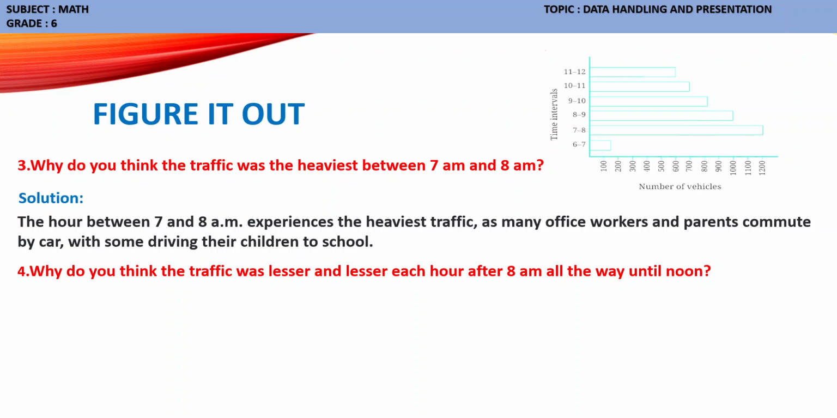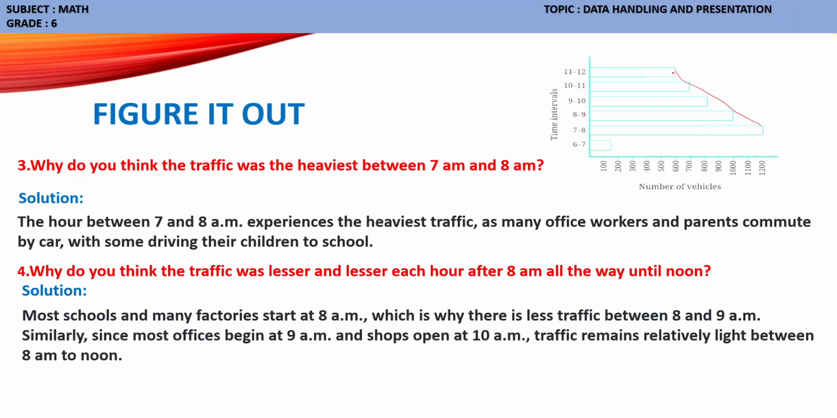Why do you think the traffic was lesser and lesser each hour after 8 a.m. all the way until noon? If we observe the bar graph, the traffic is reducing here. So, my observation, most schools and many factories start at 8 a.m., which is why there is less traffic between 8 a.m. and 9 a.m. Similarly, since most offices begin at 9 a.m. and shops open at 10 a.m., traffic remains a little light between 8 a.m. to noon.